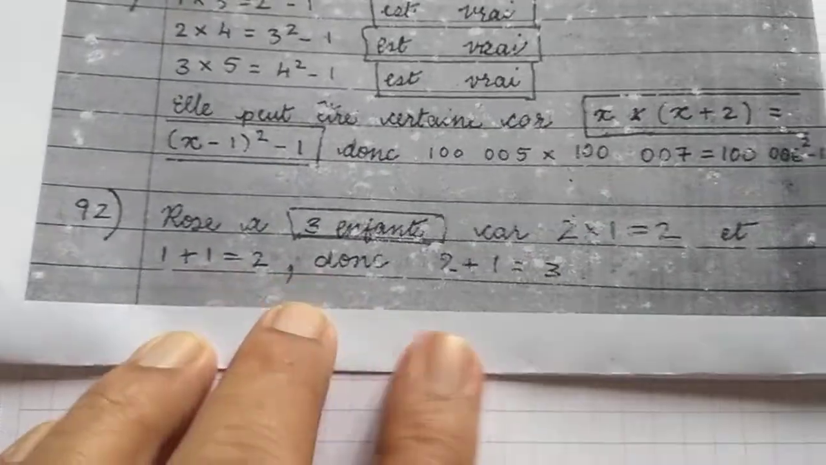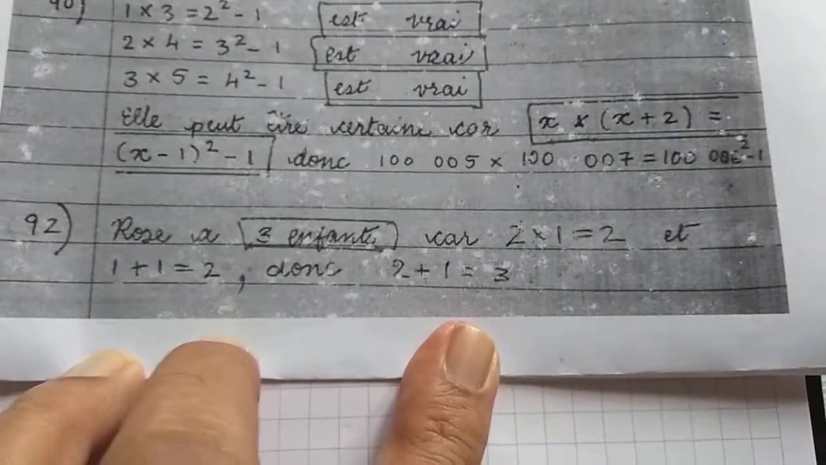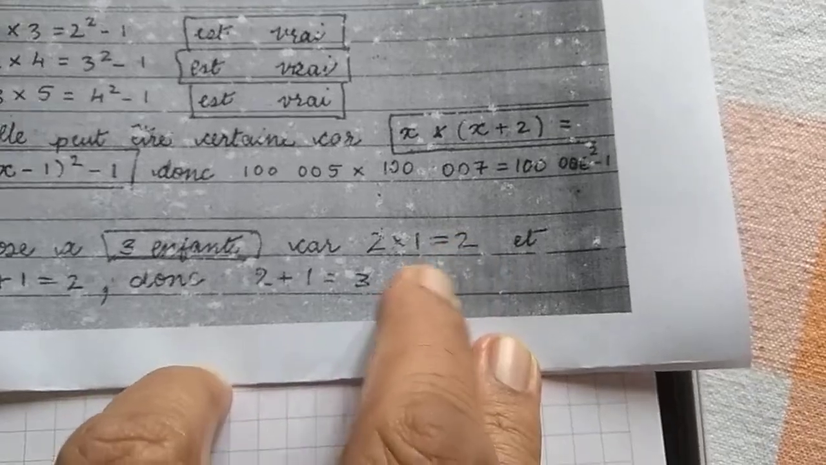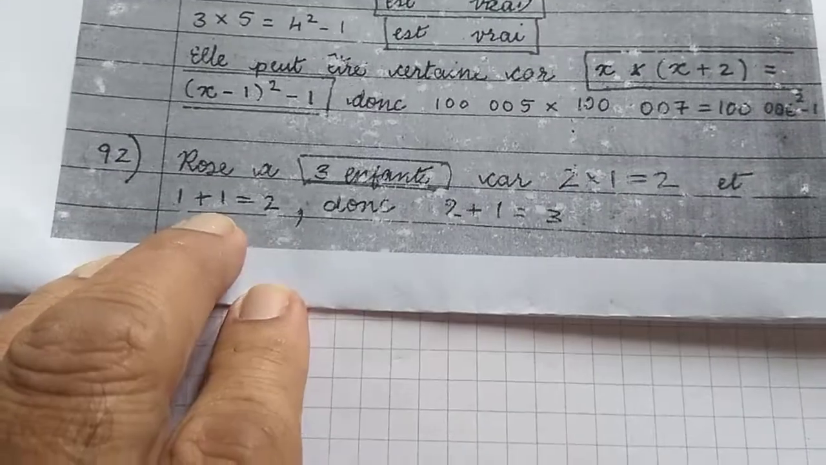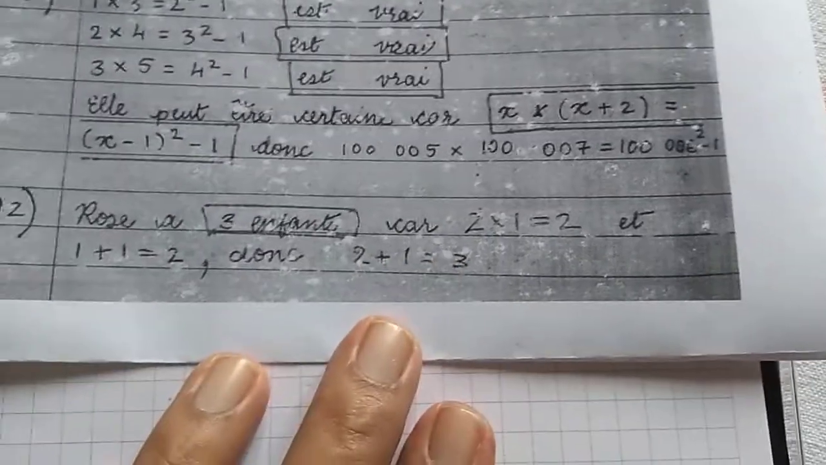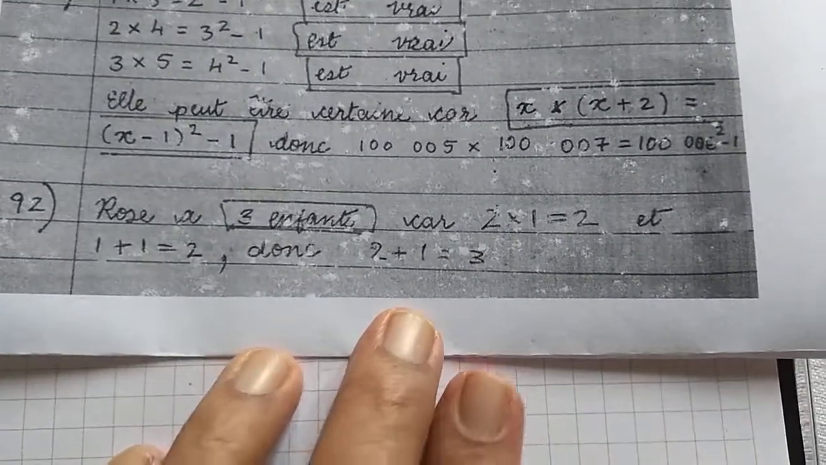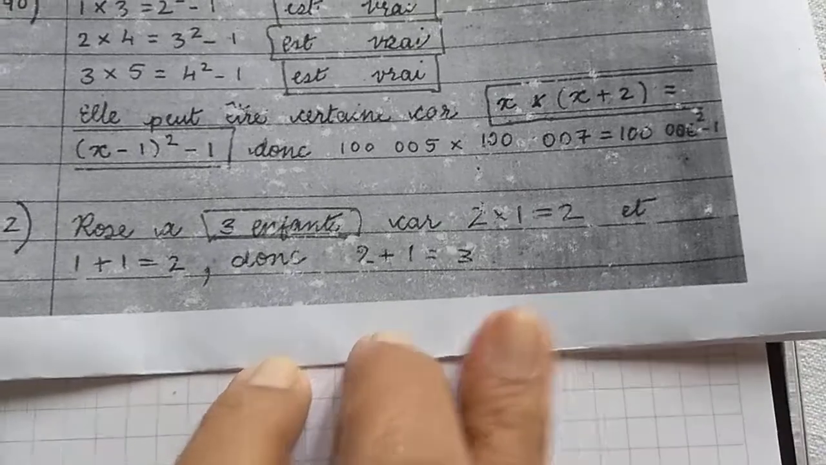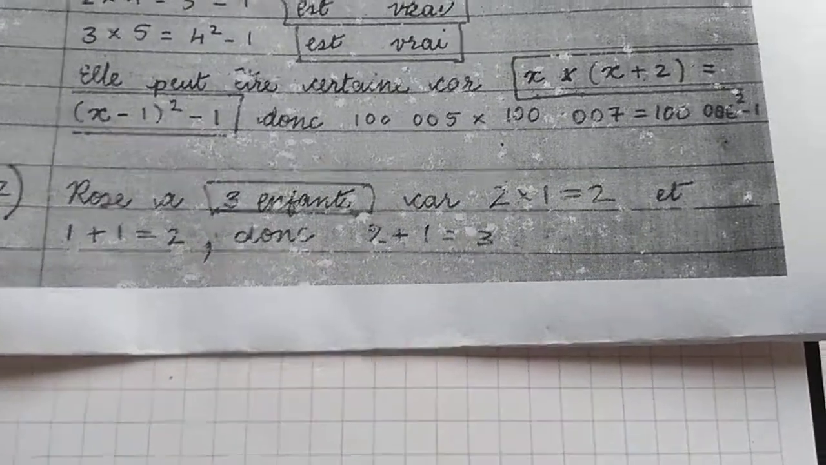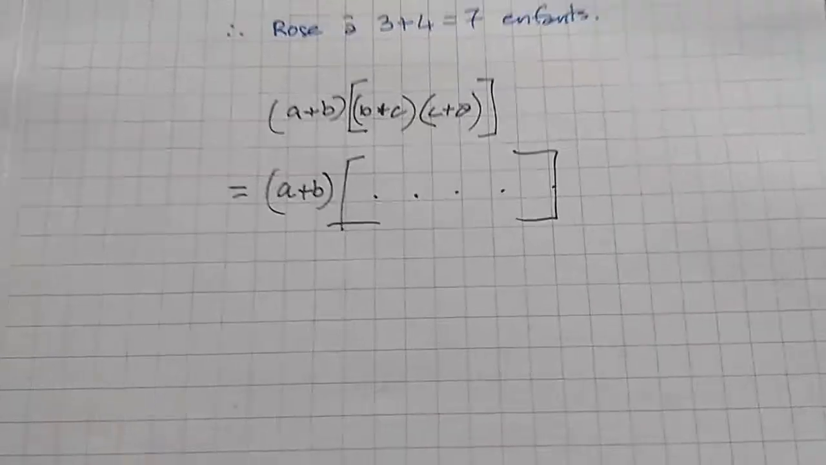And this is a most interesting answer to number 92. Rose a 3 enfants, car 2 fois 1 est égal à 2, et 1 plus 1 est égal à 2, donc 2 plus 1 est égal à 3. This is the entire answer of number 92. Please, really, I feel that I'm wasting my time if you do things like this. Anyway, small matter.